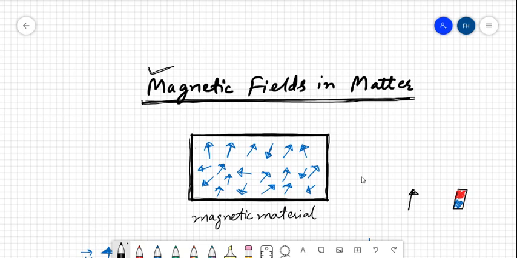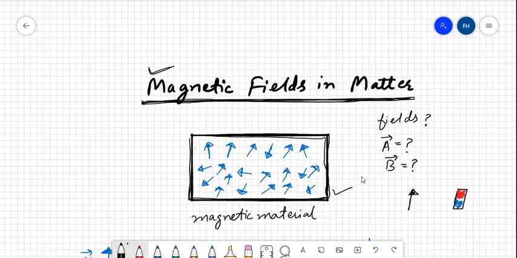Suppose this is our magnetic material, and we'll not go into the details like whether it's a paramagnetic, diamagnetic, or ferromagnetic material. We'll not go into details right now. We'll only assume that we have a magnetic material, and we want to find the fields. By fields I mean the vector potential produced by this magnetic material and the magnetic field produced by this magnetic material.